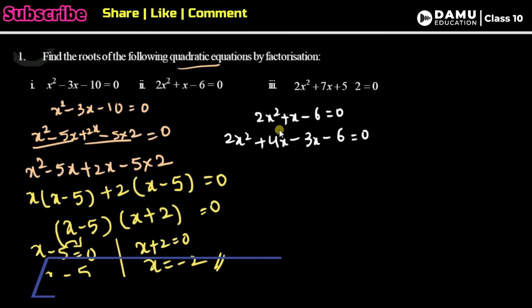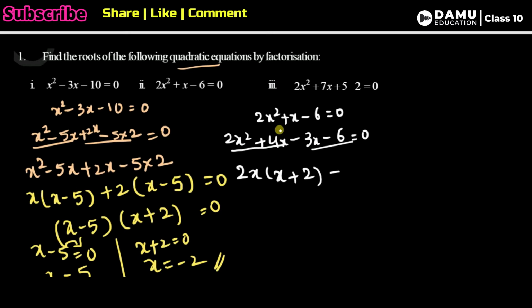Why am I writing 3 and 4 here? In order to take common of 2 from this and also from this 2. So for that we are taking these. From these you can take common, or another method I am going to show. Let's check, 2x is the common, so here x plus 2. Then here minus 3 you can take common, so here also x plus 2 will be equal to 0.